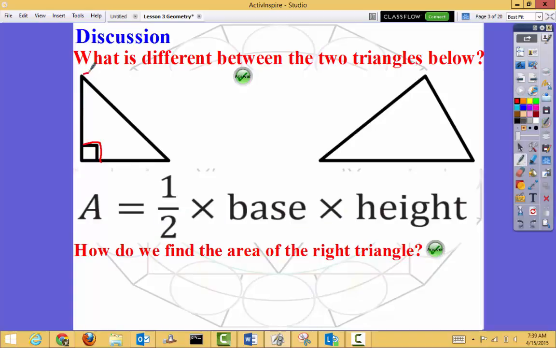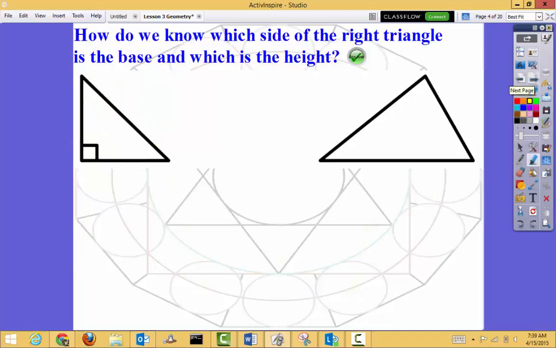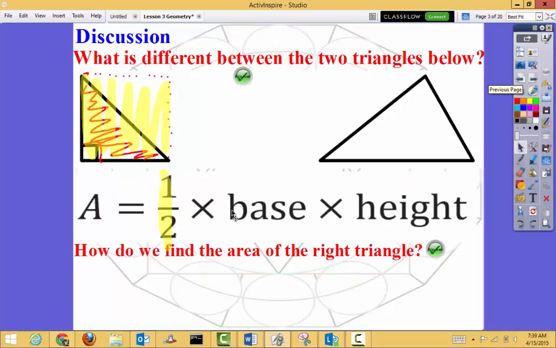If I think of this triangle as coming from a whole square or a whole rectangle, I can see that the triangle part is only taking up half of the area of the whole entire square. So that is where this 1/2 comes from. How do we know which side of the right triangle is the base and what is its height? Because in order to use this formula, I need to know its base, and I need to know its height. So how do I know which side is its base and height?